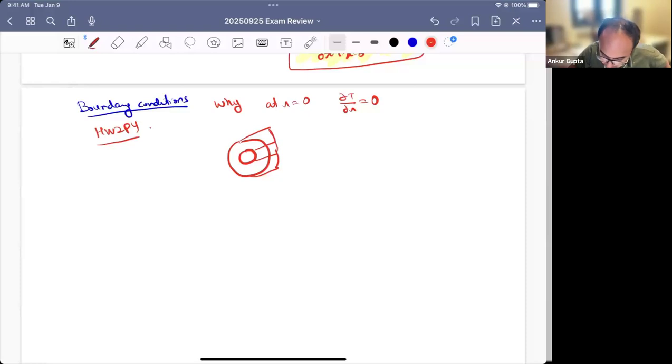Now, with that in mind, does it make sense that if you have any flux going in, it also has to come out on the other side. At r equal to 0, there is no way for it to have any flux going in. If there is a flux going in, it also has to come out. So that's the physical interpretation.